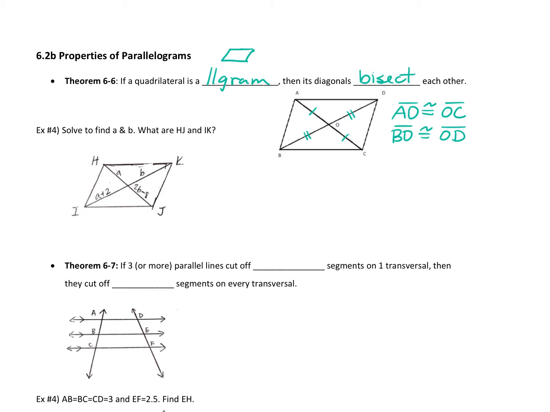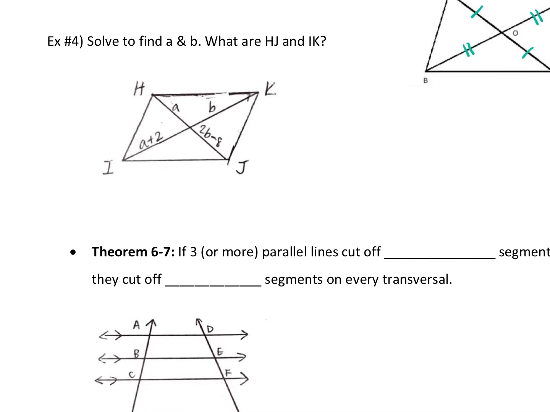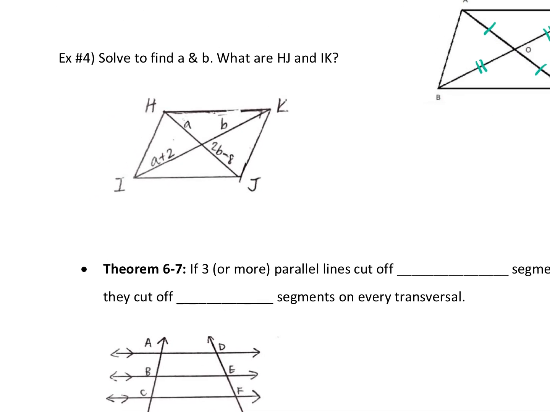Okay? So the diagonals in every single parallelogram, that means a square, that means a rectangle, that means just a general old parallelogram, a rhombus. Every parallelogram that you come across is going to have bisected diagonals. Okay? So if that's the case, then look at this. It says solve to find A and B, and then what are HJ and IK? What are the lengths of those diagonals?